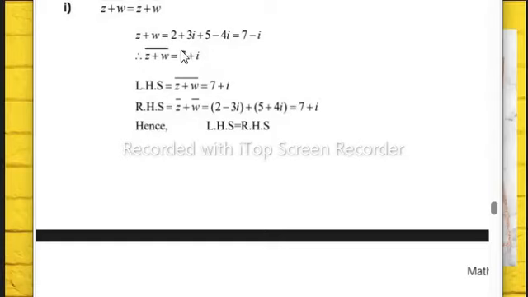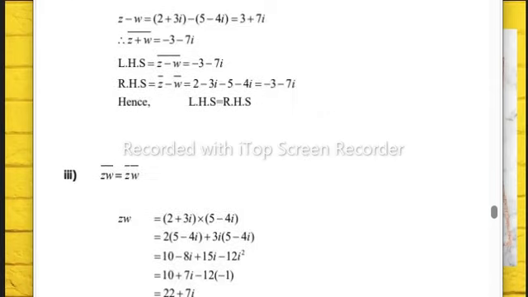So the value of the left hand side is 7 plus iota, and the value of the right hand side is also 7 plus iota. That's why we write: hence left hand side is equal to right hand side. Let's come to the second part.